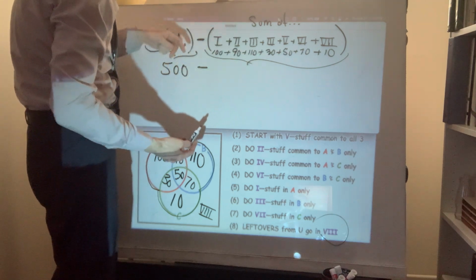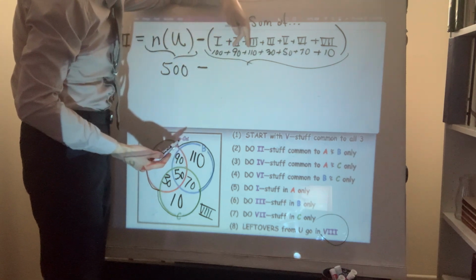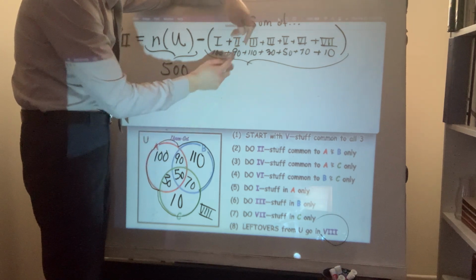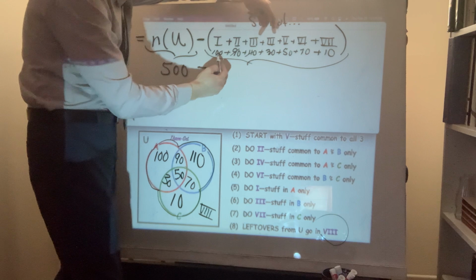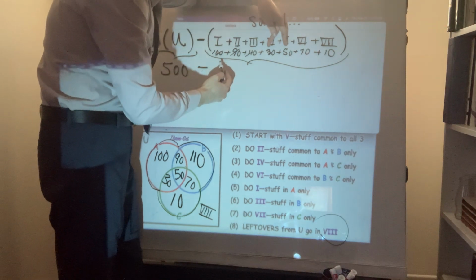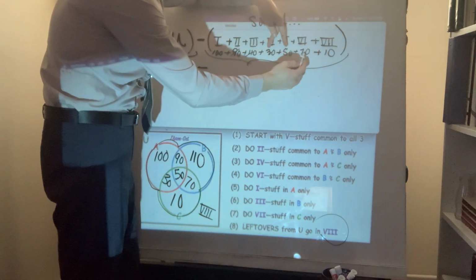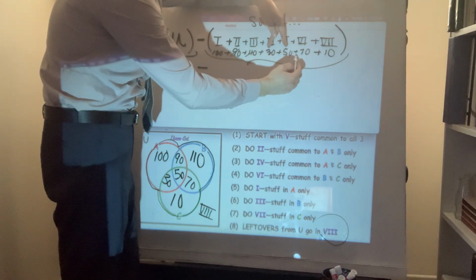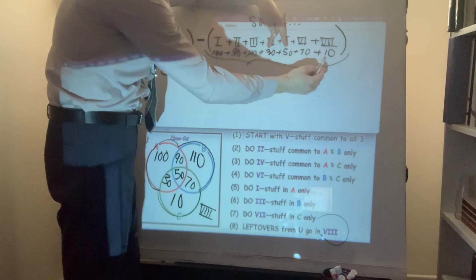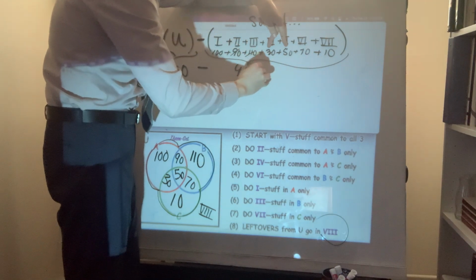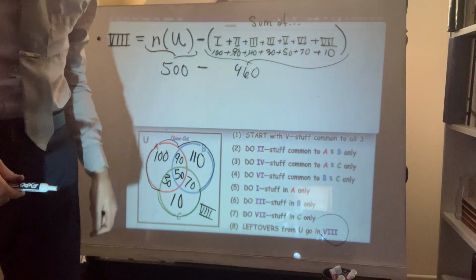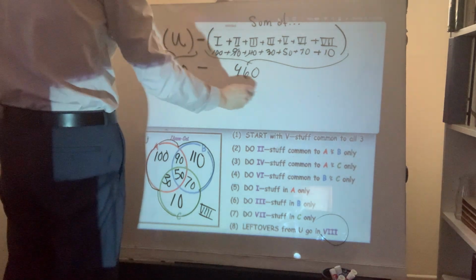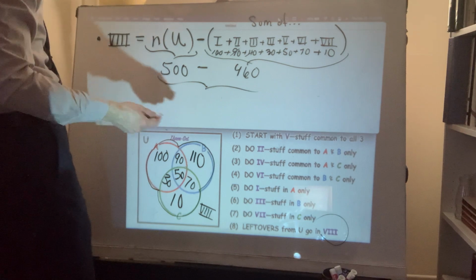The way that my crazy brain works is that this is exactly 200, and 200 plus 100 is 300, so I've accounted for these three. That's 80, and that's 70, and that's 150. 300 plus 150 is 450, and then another 10 is 460. Now you subtract them. So what is 500 minus 460?